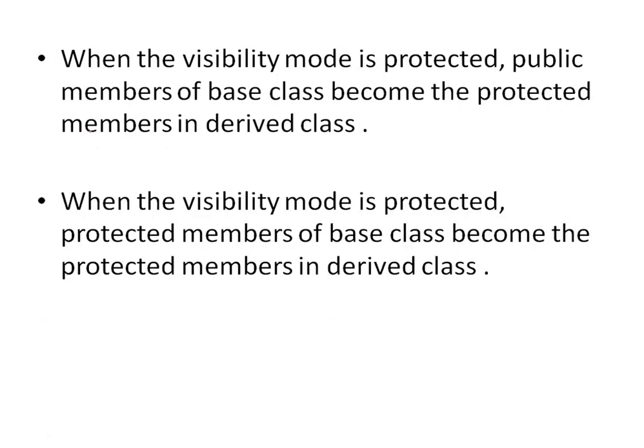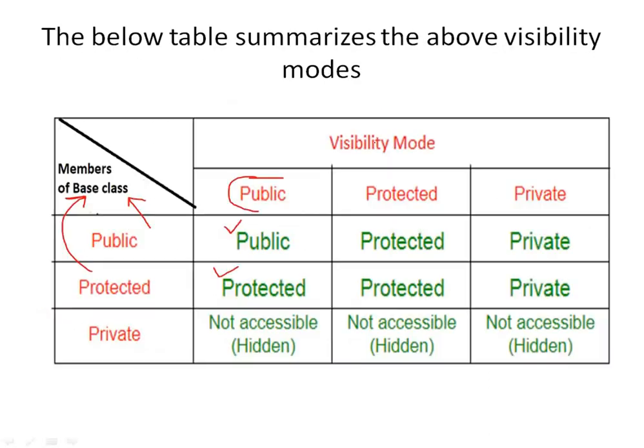Now let us see third point. Next point. When the visibility mode is protected, the public members of the base class become protected members in the derived class. Now let us go to the table. When the visibility mode is protected, the public members of base class become protected members in the derived class.